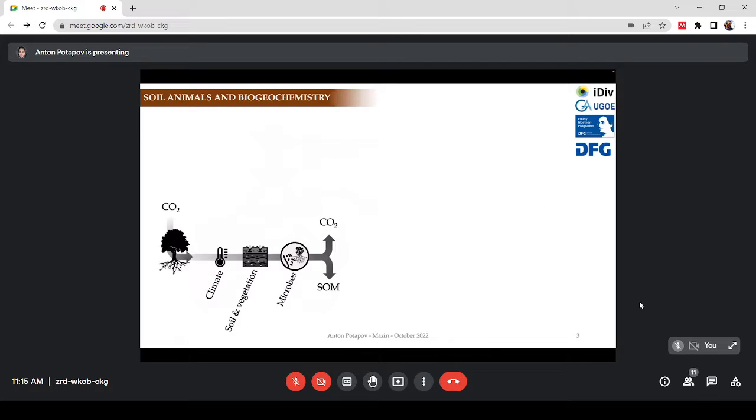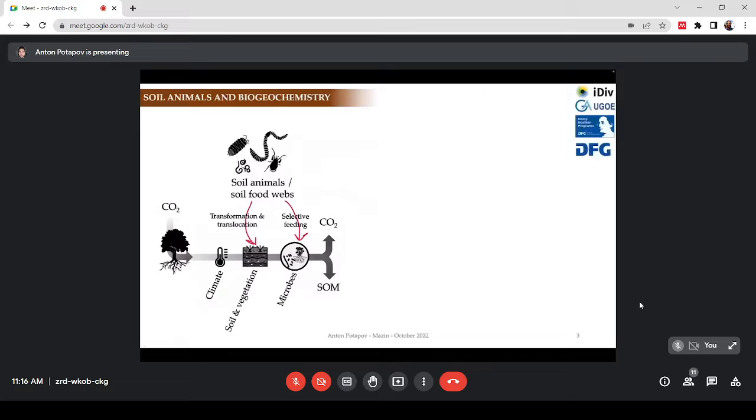So how do soil animals specifically affect these processes? If we look very simply at the carbon cycling in soil, it goes through plants, and then plants allocate some carbon into soil, and then depending on climatic conditions, on soil vegetation and microbial communities, it can be either respired into the atmosphere or sequestered in the form of soil organic matter. And soil animals and soil food webs here affect soil and vegetation and microbial communities through two main mechanisms, which are transformation and translocation of materials, and selective feeding on certain microbial functional groups. By that, they change the function of ecosystems.